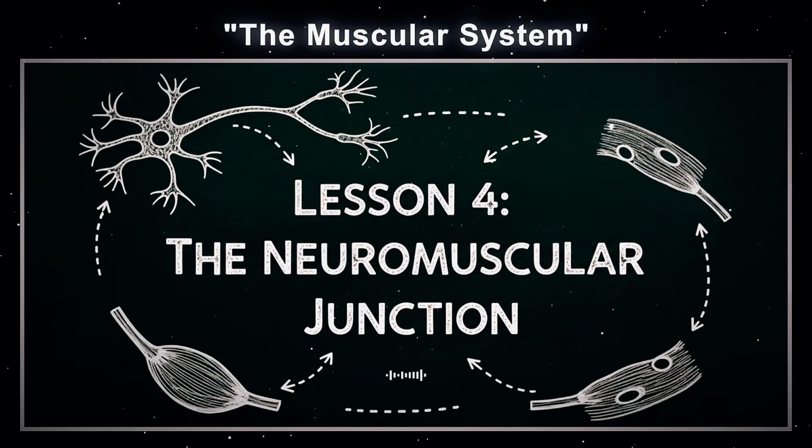But we must pause here. We have a loose end. What happens to the acetylcholine? We cannot leave it floating in the gap. If we did, it would keep binding to the receptors again and again. The doors would stay open. The muscle would stay contracted forever in a permanent spasm. We need the signal to be brief. We need to be able to stop the movement as quickly as we started it.